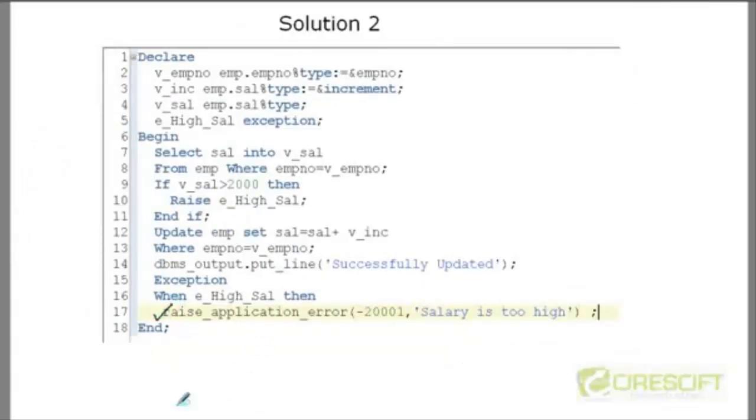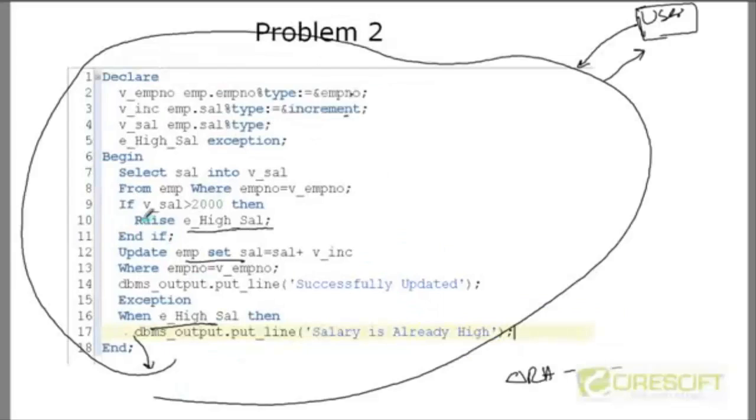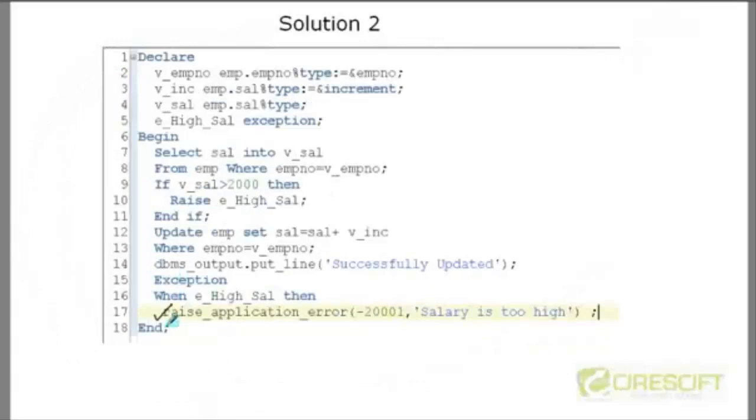So raise_application_error is again a procedure given by Oracle to communicate a predefined exception interactively by returning a non-standard error code and error message. What does that mean? Whenever you run this piece of code, if you go to the exception condition, then return them some error code and error message, and that is achieved by writing a procedure called raise_application_error. It will take two parameters.